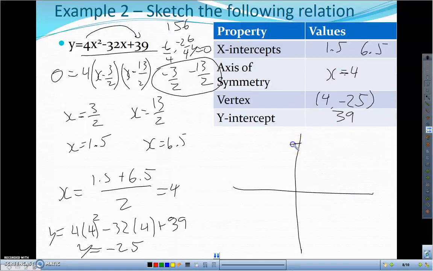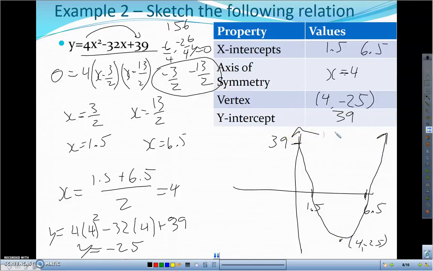Here's what I'm going to start with. I know that my y-intercept is 39. I know that my intercepts are 1.5 and 6.5. I also know that this thing opens upwards. That's the only way that's going to go through all three of these points, which also confirms that this is positive. My vertex is down here at 4, minus 25 as a coordinate. And so, to create a rough sketch, got my arrows to show that it continues on forever.